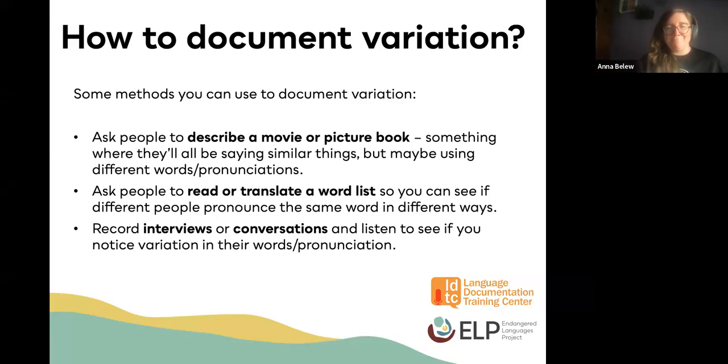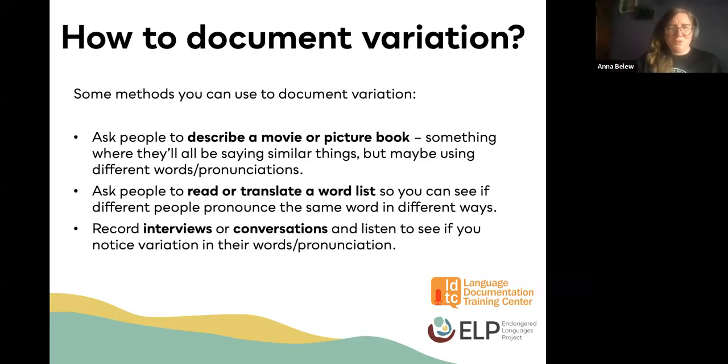So if you want to get at what is ambiguously called natural speech, right? The way someone might say something if they were really comfortable and feeling informal. A silent movie or a picture book is a good tool for this. And I'll give an example of this kind of thing in a second.